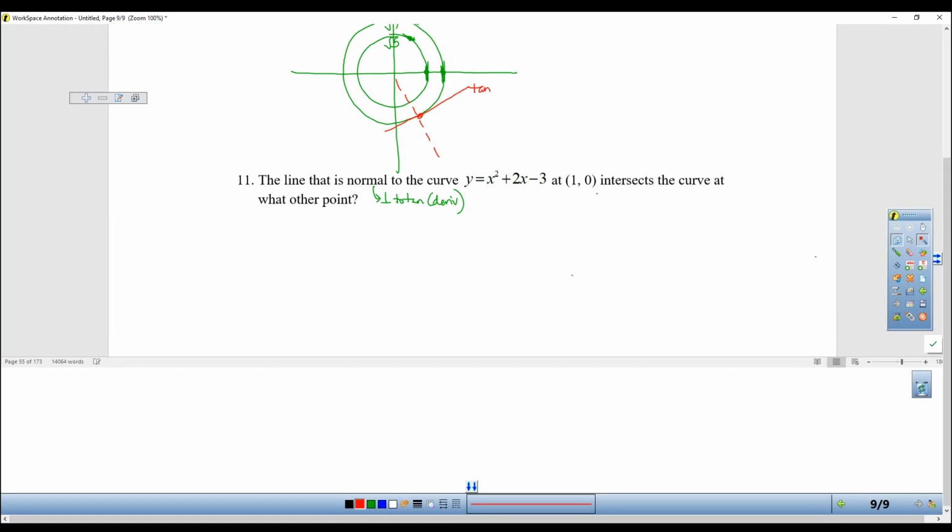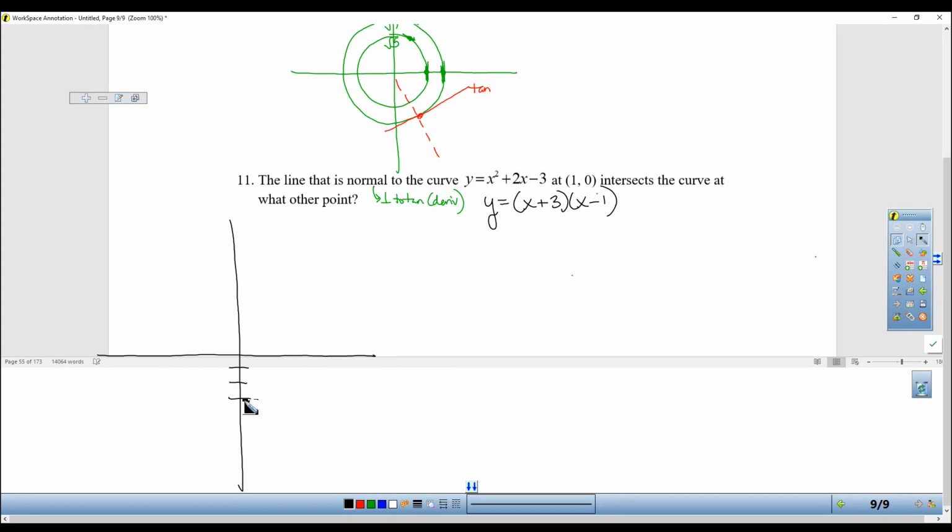So the normal to the curve x squared plus 2x minus 3 at 1, 0 intersects the curve at what other point? As you know, I'm a big fan of drawing it. So to draw a parabola, I personally like to factor. I feel like that makes my world easier rather than finding negative b over 2a, which is totally valid. You can do it that way.